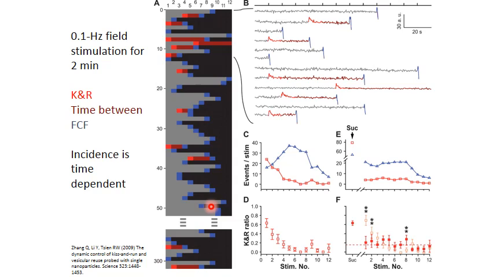Now the bottom graphs compute the ratio of the kiss and run number per stimulus to the full collapse and fusion number. So initially, again, full collapse and fusion is not favored, kiss and run is favored, but that drops off with stimulus number. And you can see the difference here, which is the same computation for the sucrose experiment.